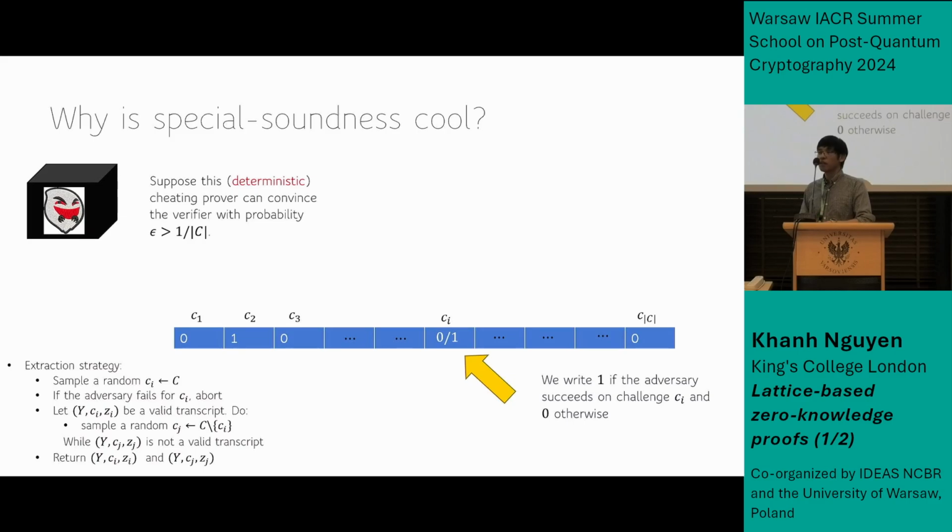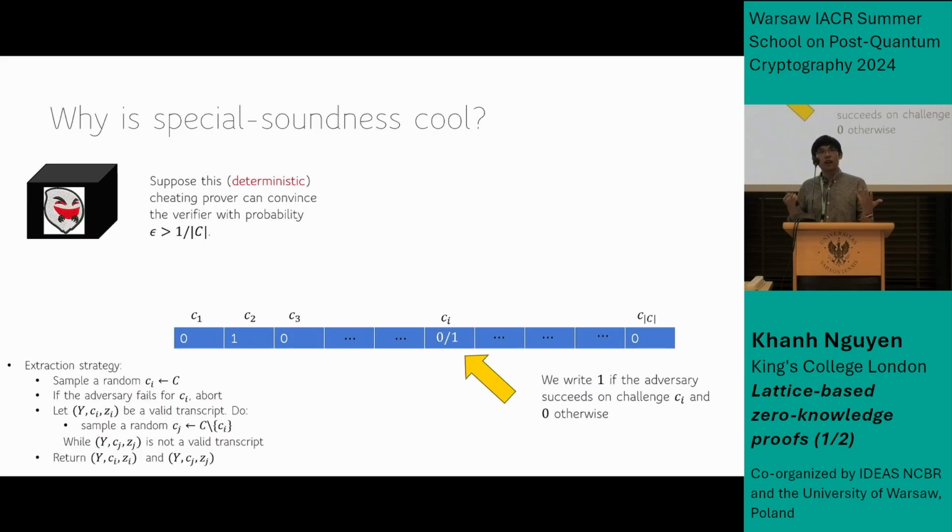If it's 0, I abort. Okay? If it's 1, then I end up in a loop where I pick another entry uniformly at random until I get another 1 entry. So until I get another, let's say, Cj, for which the adversary succeeds. Okay? Because then, if I get that, I will end up with two transcripts with the same first message, where Ci and Cj are different. And then by special soundness, I can extract. Okay?